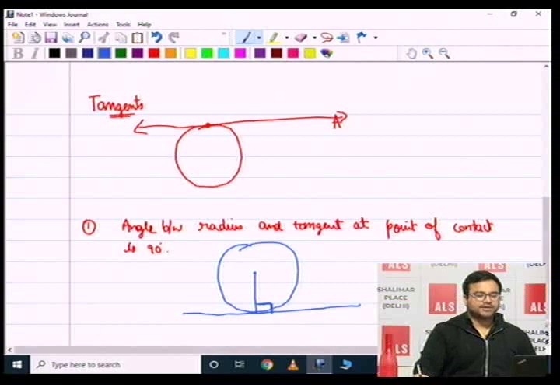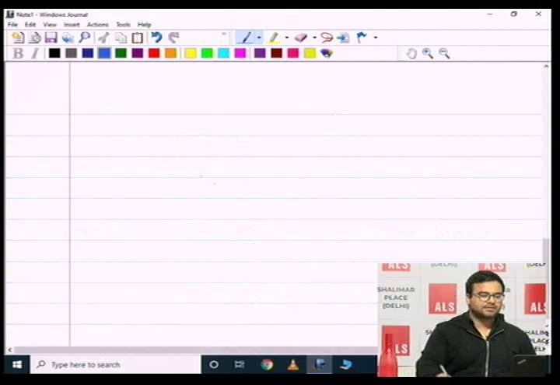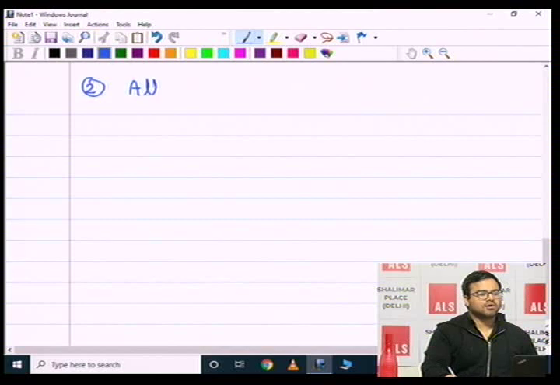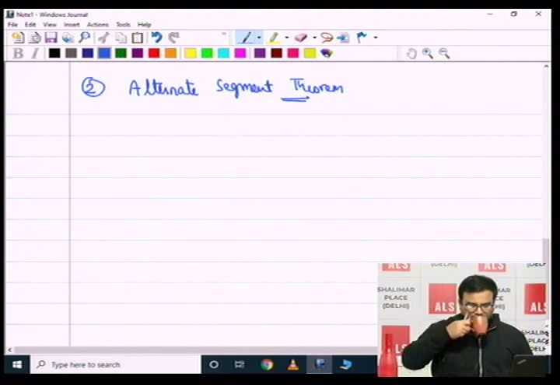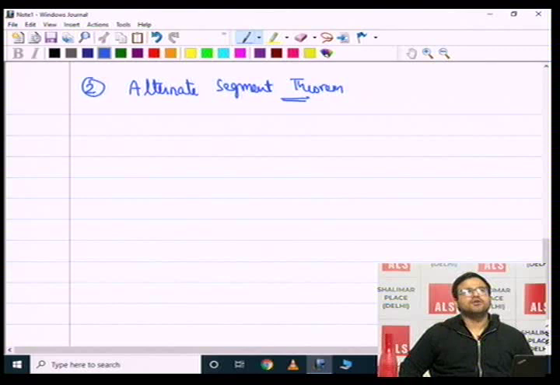Okay. Second property is alternate segment theorem. Anyone knows about this theorem, alternate segment theorem? Have you heard about this alternate segment theorem? What is that? What is the statement of this thing?